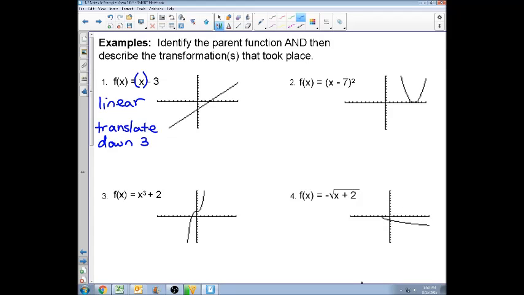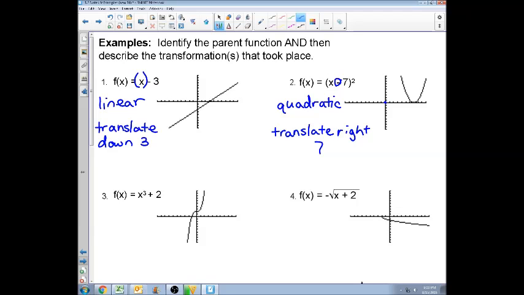Okay, let's look at number 2. I do have parentheses here, and this one is a squared. We have a squared function. As you can see, this would be one of our graphs that looks like the U, which we know is a quadratic. Okay. We have parentheses here, so if we have parentheses and we're adding or subtracting inside the parentheses, we know we're going to move right or left, and we're going to go opposite that sign. As you can see, the original parent function would start there. We move to the right 7, so we translate right 7. Okay.